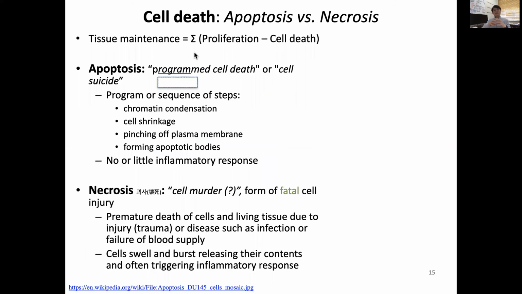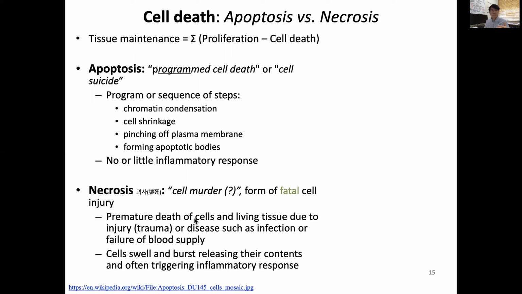So for our tissue to be maintained, it has to proliferate. At the same time, it also has to die. So that balance of proliferation minus cell death will maintain our tissue. Apoptosis is called programmed cell death or cell suicide. Because we name it programmed, it means it has a very precise sequence of chromatin condensation, cell shrinkage, pinching off, and forming apoptotic bodies, leading to little or no inflammatory response. While necrosis is a kind of cell murder, because it is a fatal premature cell injury and death.